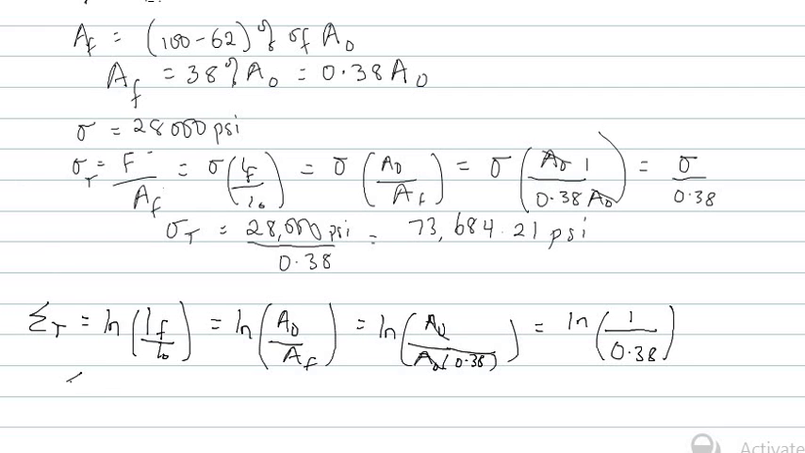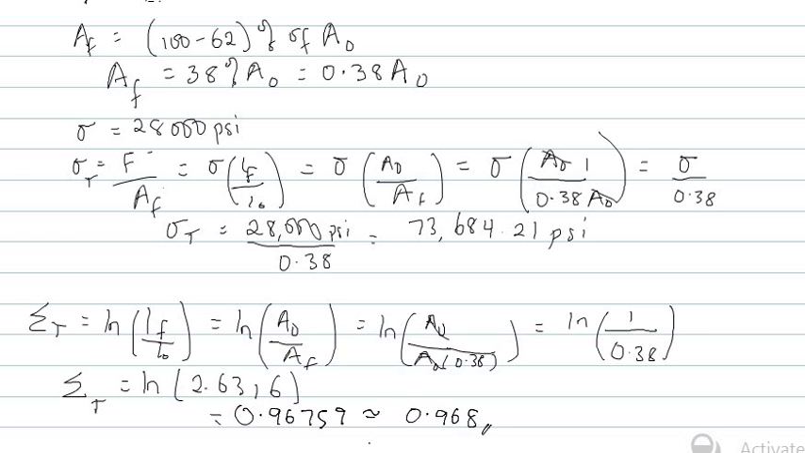So your true strain will be equal to the natural log of what? 2.631, let's say 6. Leave it at this. And what will that give you? The natural log of 2.6316 will give you 0.9675, and 0.96759 will actually be approximated to 0.968. It doesn't have a unit. And that's it. You've already calculated your true stress and true strain.